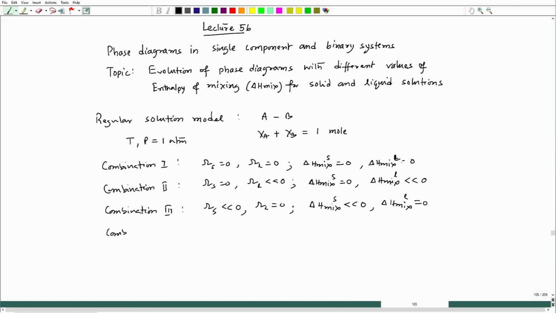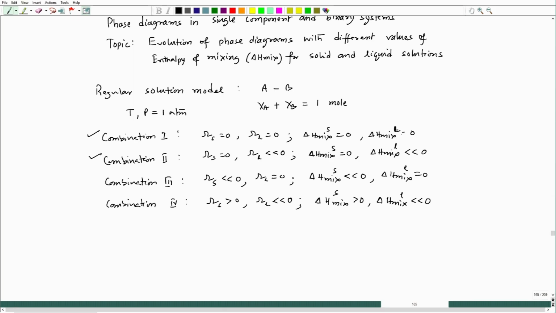And combination 4, where omega S is greater than 0, and correspondingly del H mix of solid is greater than 0 and del H mix of liquid is less than 0. So, we have done this one and this too in our previous discussion, and let me just note down all those formulas that we have used.